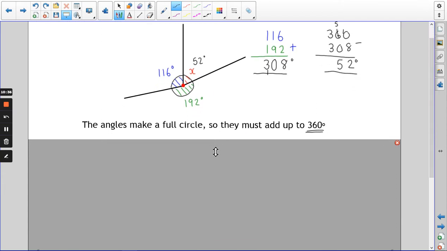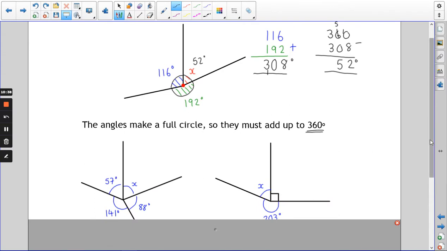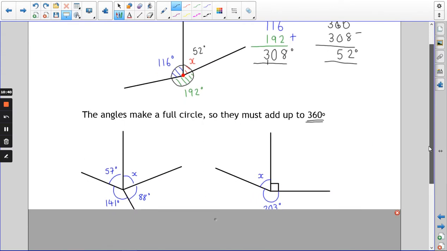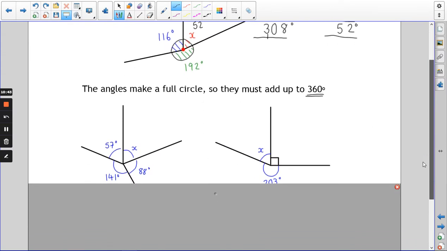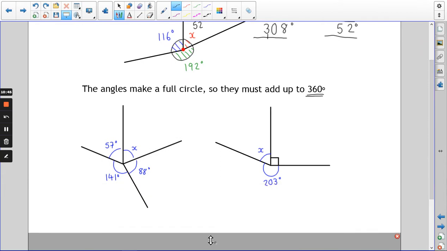Okay, right, when you're ready then, I want you to have a go at these two questions. I'll move that down a little bit. So pause the video, draw them, and see if you can work out the missing angle x for each question. And when you're ready, press play and we'll see how you got on.